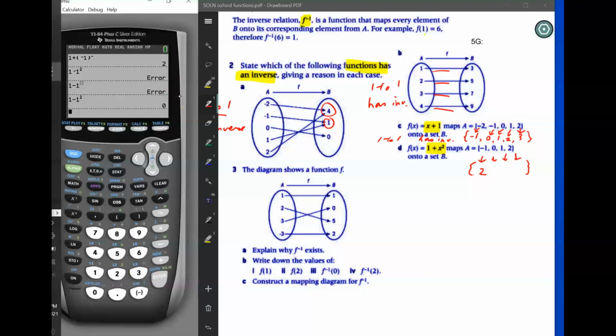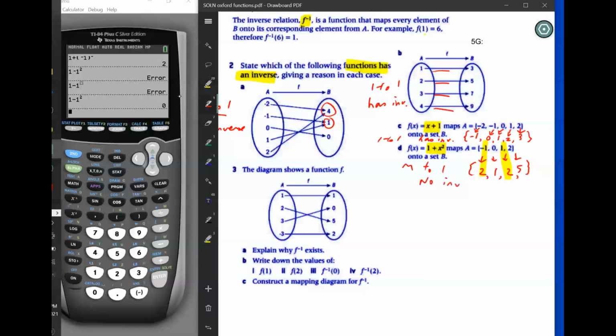When you put 0 in there, you get 1 plus 0, which is 1. When you put 1 in there, you get 1 plus 1 squared, which is also 2. You put 2 in there, you get 1 plus 2 squared, which is 5. You could put all those in the calculator if you want to. Ooh, looks like we have a case where two different numbers map to 2, which is known as a many-to-one function. And if it's many-to-one, there is no inverse.